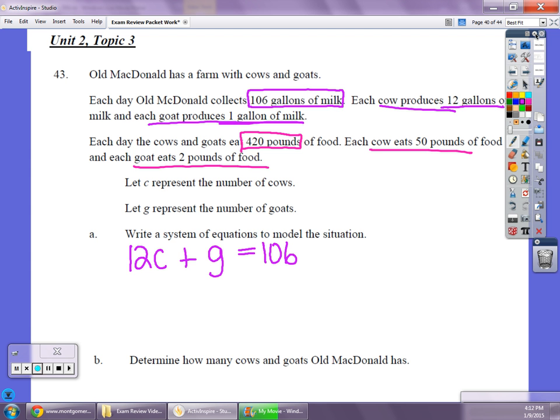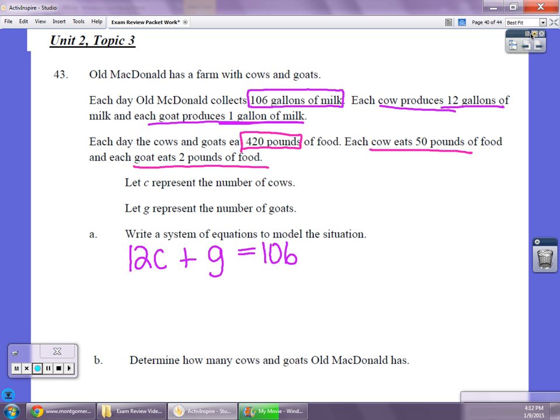The next equation we're going to do is representing the pounds of food. So we know that cows eat 50 pounds, so 50 pounds per cow, and goats eat 2 pounds, so 2 pounds per goat, for a total of 420 pounds of food. So that's going to be our system of equations.